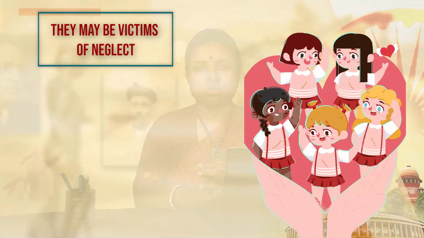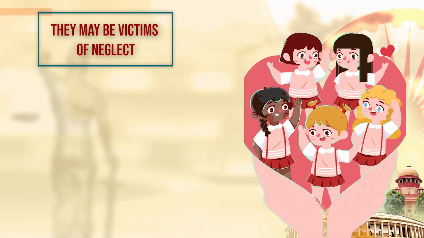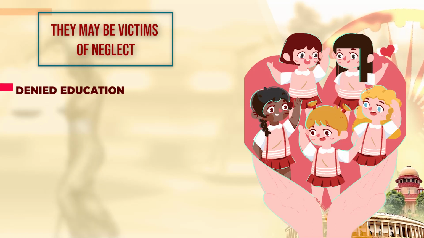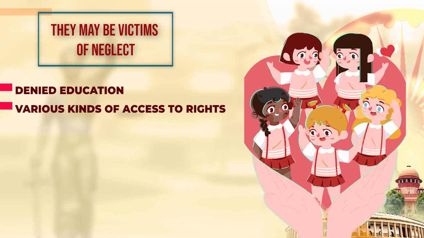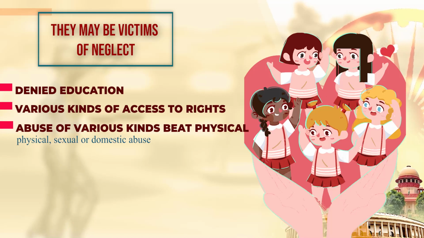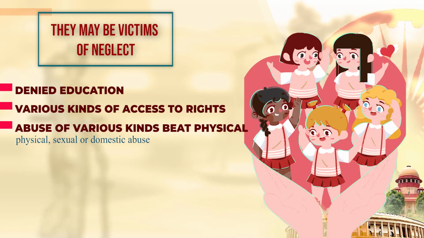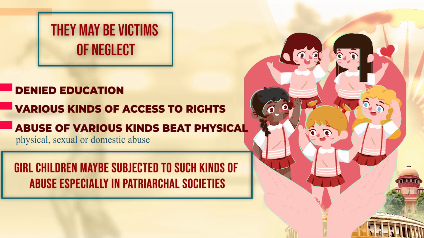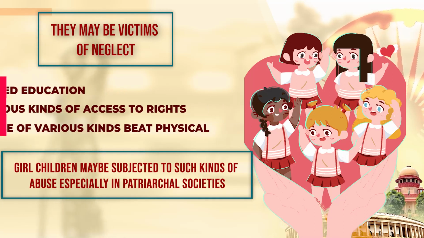We find that girl children in particular are victims of discrimination. They are victims of abuse in various ways. They may be victims of neglect. They may be victims who are denied education, who are denied access to various kinds of rights. And of course, abuse of various kinds, be it physical abuse, sexual abuse, domestic abuse. Girl children may be subjected to such kinds of abuse, specifically in patriarchal societies.